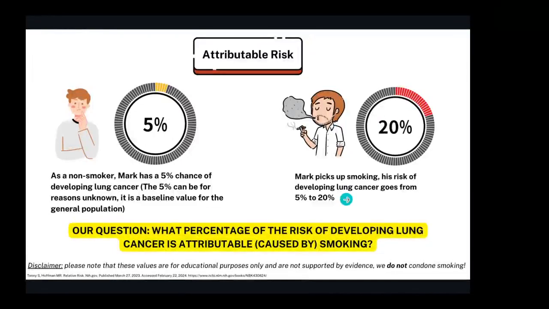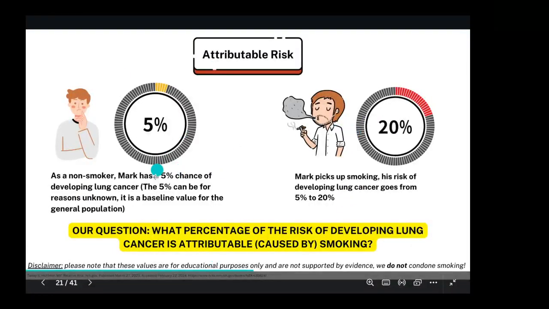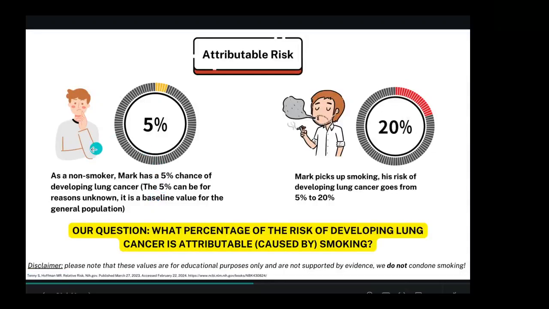All right. This one is a pretty fun one, very straightforward. We have our same case again. Say, for example, you have your non-smoking population. In a non-smoking population, the risk of developing lung cancer is 5%. There are other things that can cause it, but the baseline we'll say is 5%. Let's just say we have Mark here. He's a non-smoker. Mark has a 5% chance of developing lung cancer as a non-smoker.